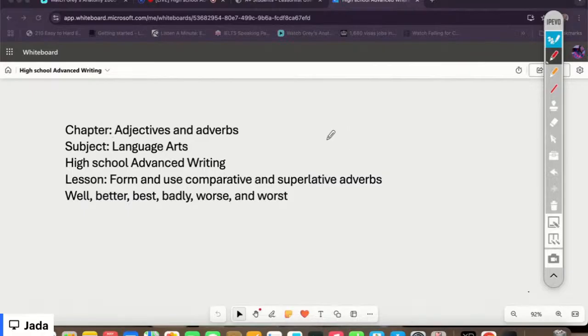Today we'll finish up our lesson on adjectives and adverbs. First you have to log in using eplusstudent.com. Click on your names, move on to language at grade 9. We will get the High School Advanced Writing under grade 9. The chapter is adjectives and adverbs. We did the first three already, and we'll finish up the remaining two, which are form and use of comparative and superlative adverbs: well, better, best, badly, worse, and worst.